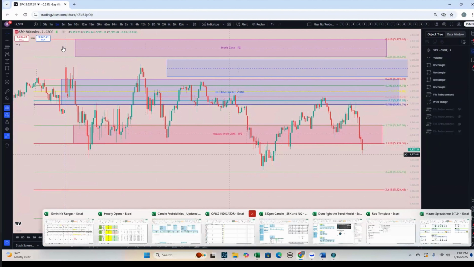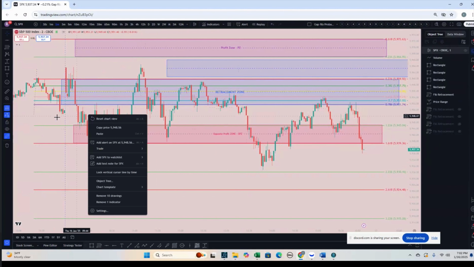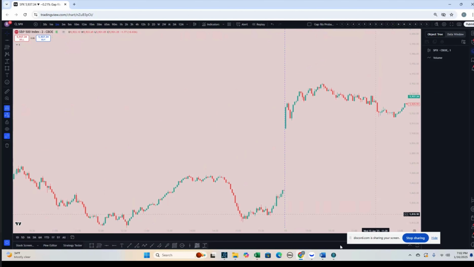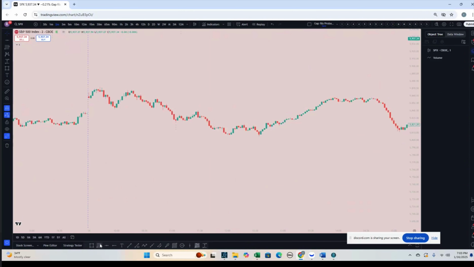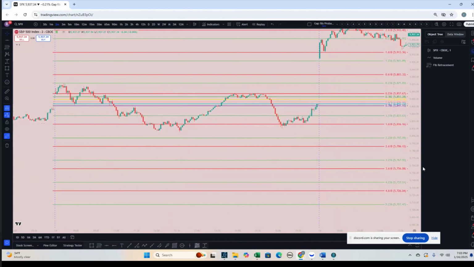Let's go to 114, right? So on 114, we had a gap up, right? So we draw from the bottom of here, right?